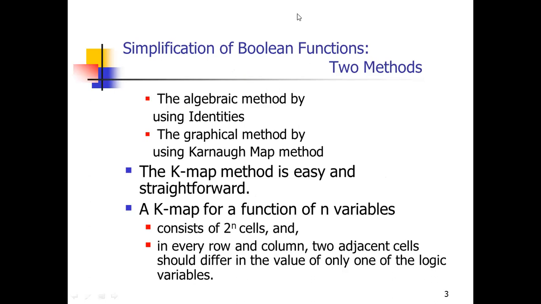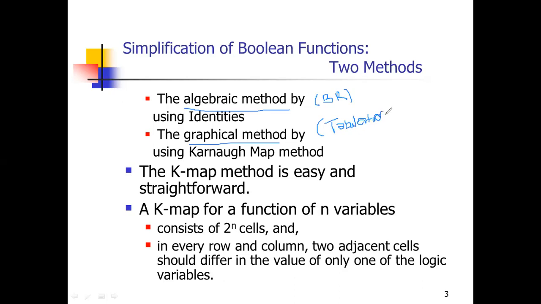Sometimes it is called three different methods. One is the algebraic method, another one is the graphical method. The algebraic method is Boolean reduction. Then the graphical method is the tabulation method, done by drawing the truth table. So this is called the tabulation method.